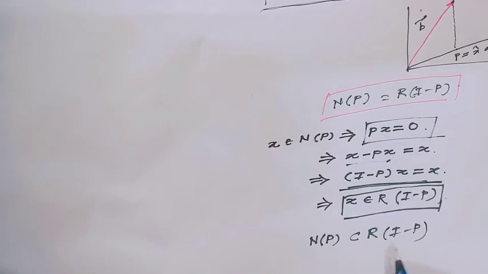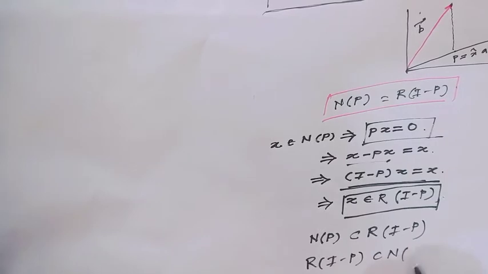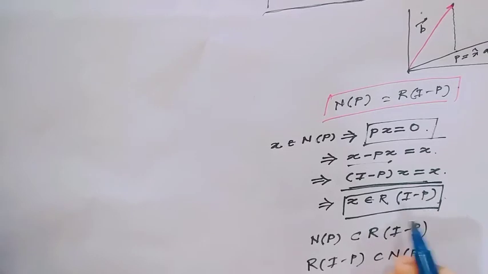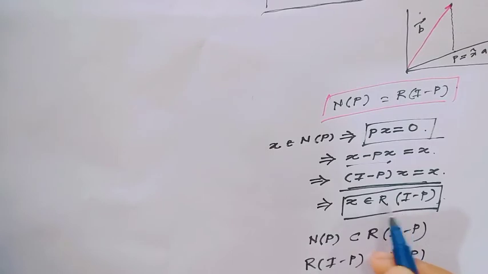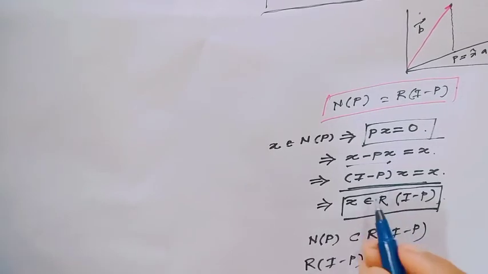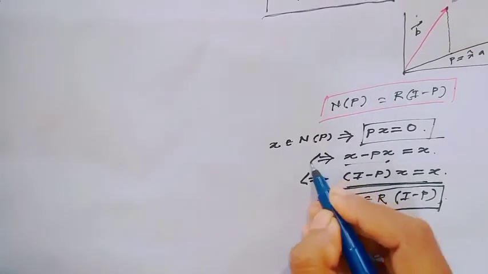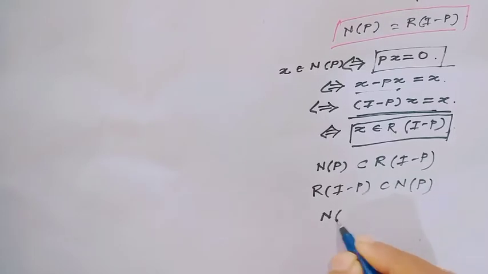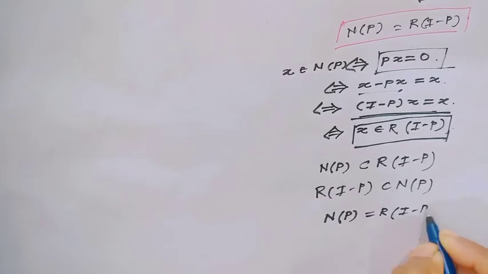We have to prove that the range space of I minus P is contained in the null space of P. Range space of I minus P means x belongs to the range space of I minus P, which means (I minus P)x equals x. That means this process can be reversed. So this is the if and only if condition. So obviously the null space of the projection mapping is equal to the range space of I minus P.